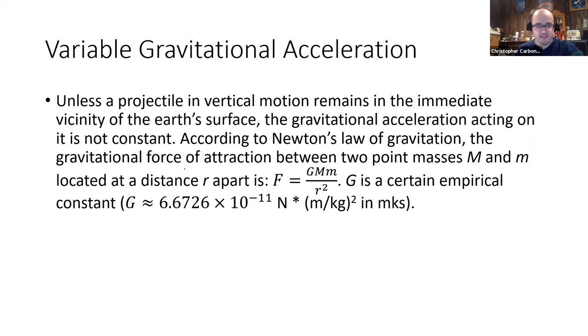So, variable gravitational acceleration: unless a projectile in vertical motion remains in the immediate vicinity of the Earth's surface, the gravitational acceleration acting on it is not constant. According to Newton's law of gravitation, the gravitational force of attraction between two point masses, capital M and little m, located a distance r apart, is F equals capital G times M times m divided by r squared. Capital G is an empirical constant, for example 6.6726 times 10 to the negative 11th power newton meters per kilogram squared in MKS units.